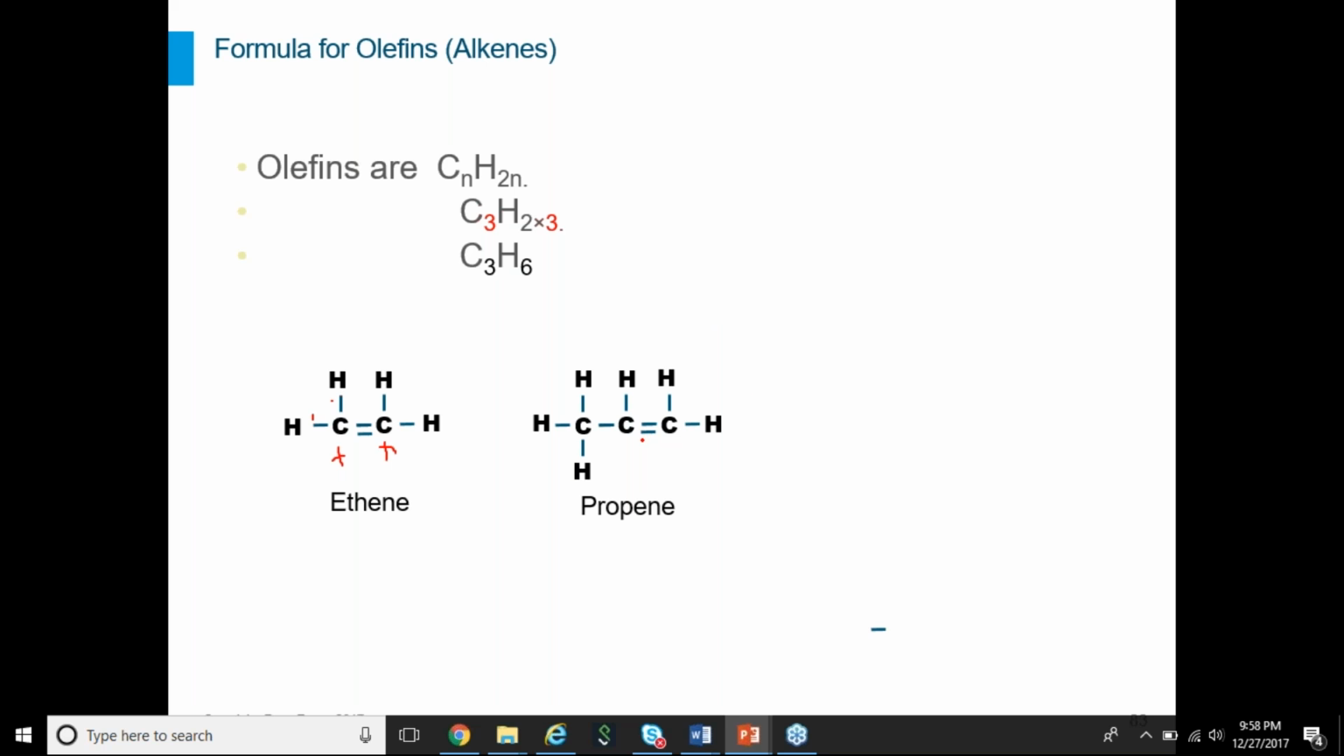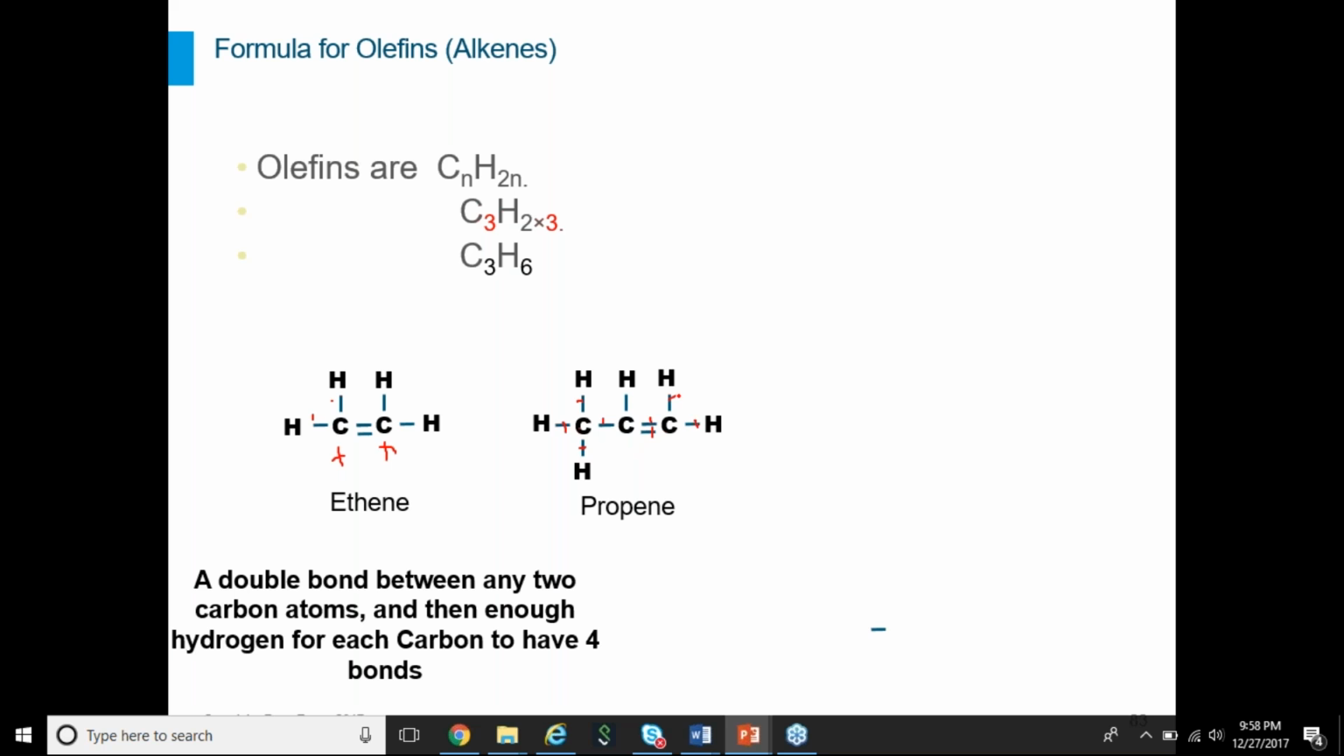And you can see the same thing over here with the propene. This one on the left just has single bonds, so it's got 4 single bonds, 1, 2, 3, 4. But these over here, these are double bonded, so they have 1, 2, and then they've only got 2 hydrogens here, 3, 4, because they don't need any more bonds done. So for the alkenes, you've got a double bond between any 2 carbon atoms, and then enough hydrogen atoms so that the carbons still have 4 bonds.